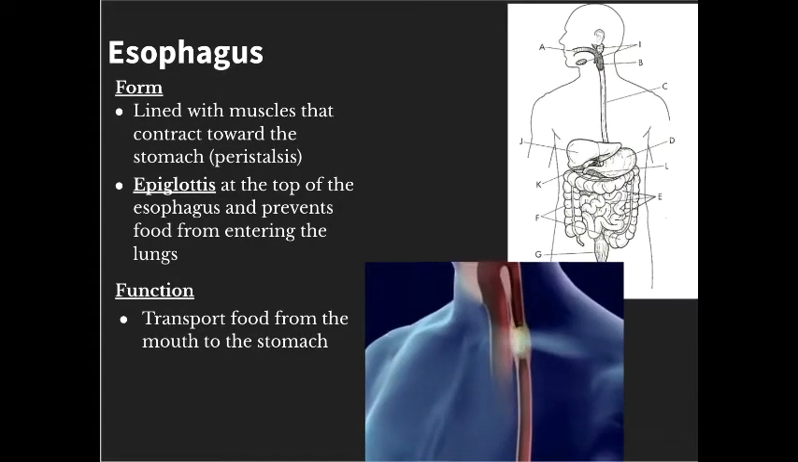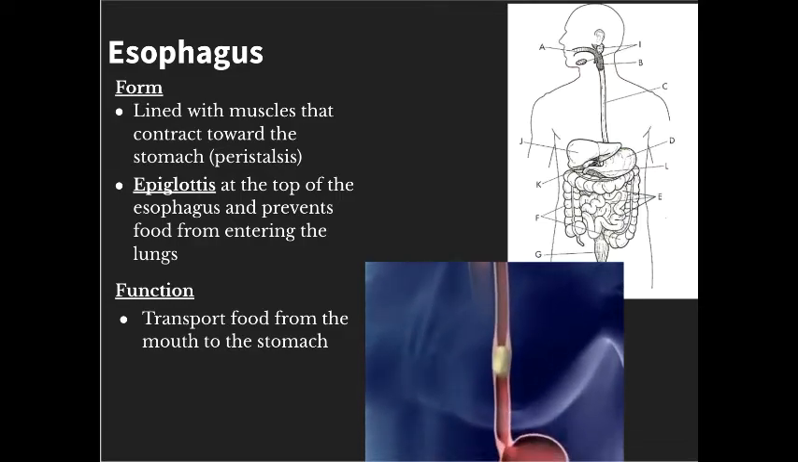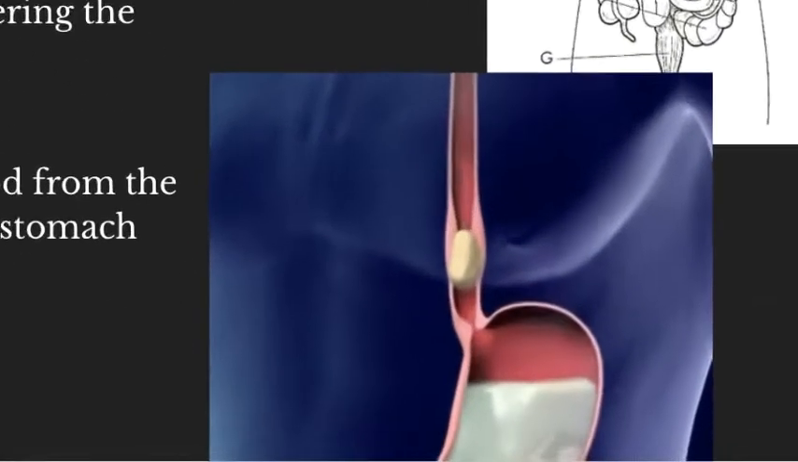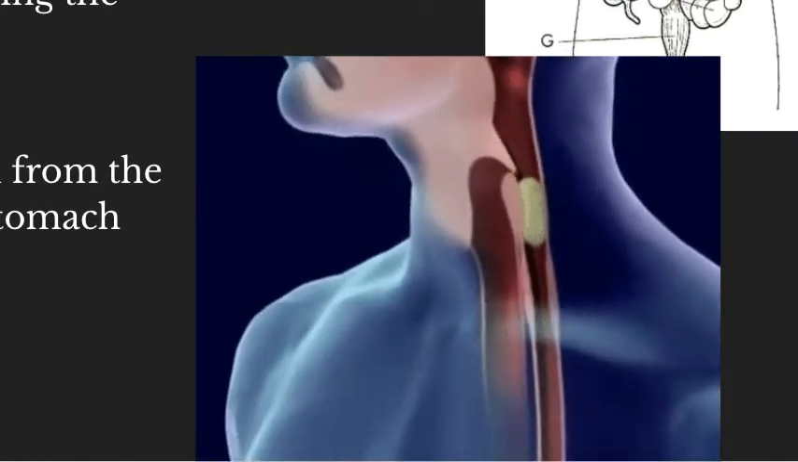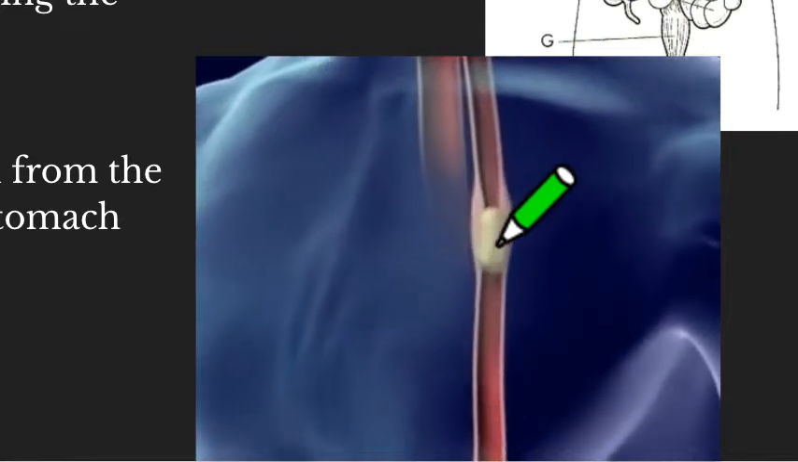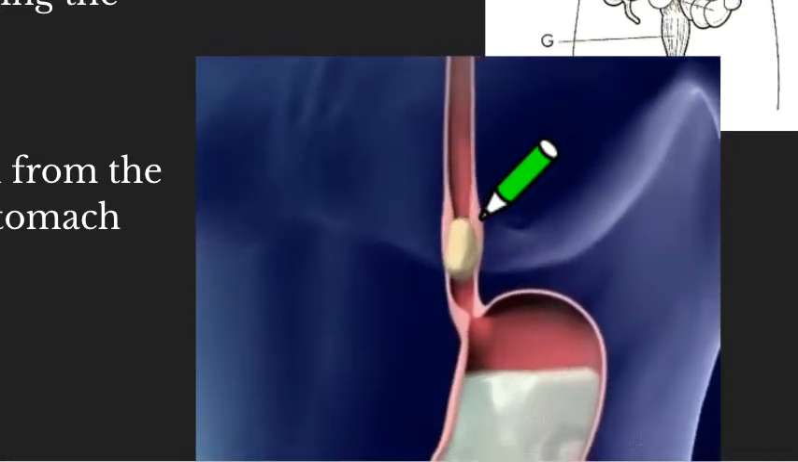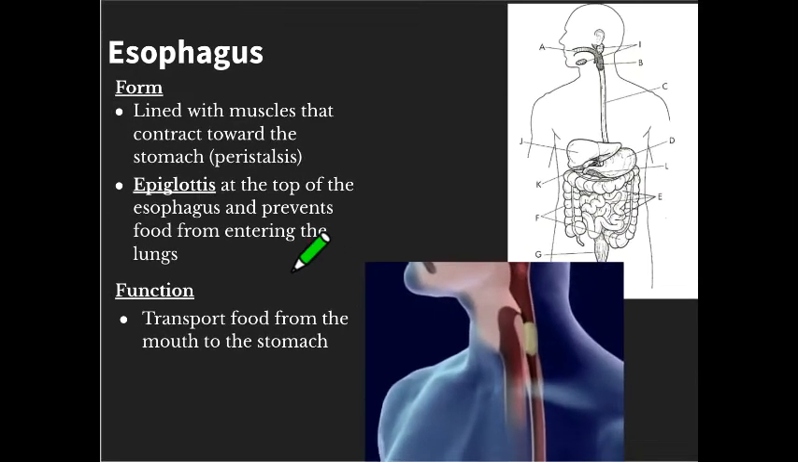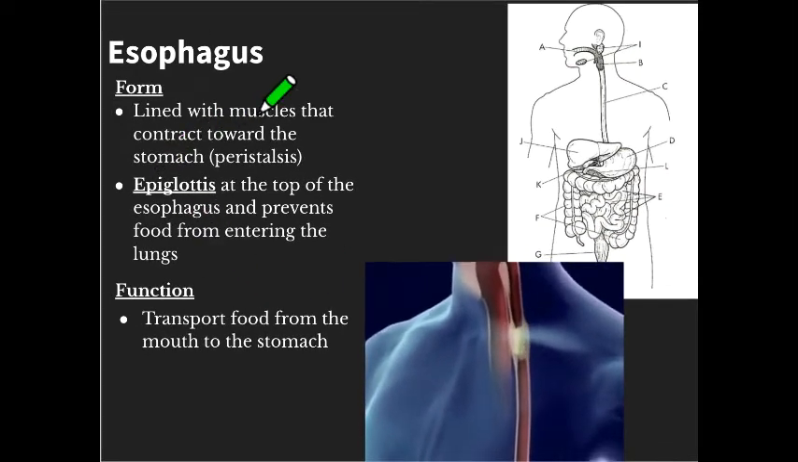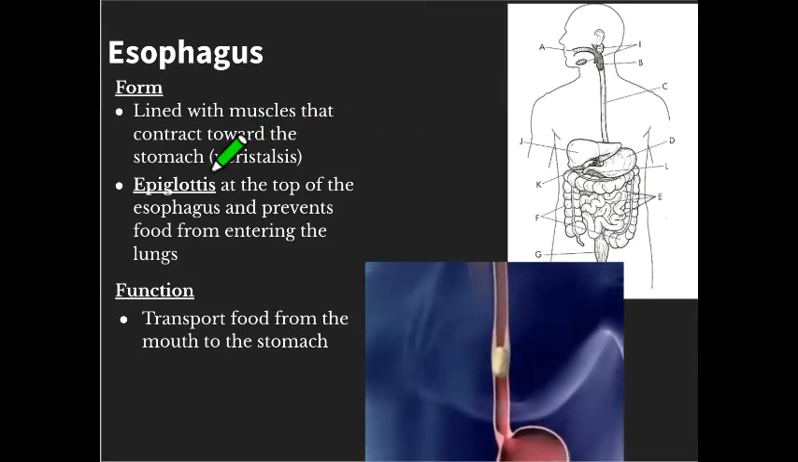Moving on to the next slide, we're going to take a look at the esophagus. The esophagus is a long muscular tube. Its basic goal is to take food from the mouth and bring it to the stomach, and you can see that happening in this animation here. All along the way, you should see these pulsating walls of the esophagus, which are muscular contractions. So it's lined with muscles, it's strong, and it pulls food down towards your stomach.